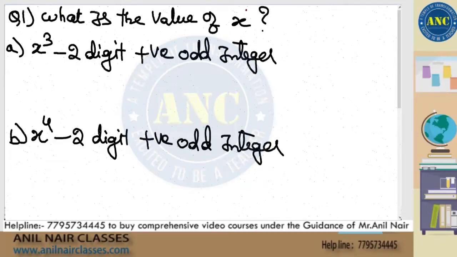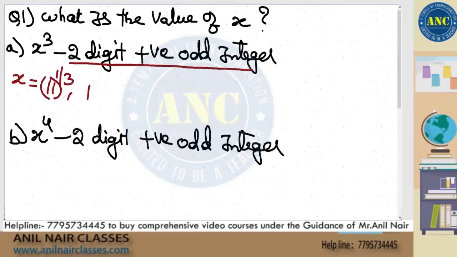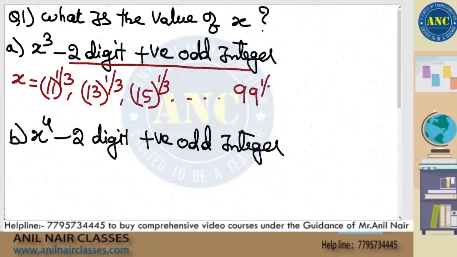Now see, first we will start with statement 1 alone. X cube, not x, is a 2-digit positive odd integer. So x will be 11 power 1 by 3, since 11 power 1 by 3 whole power 3 is 11. Then 13 power 1 by 3, 15 power 1 by 3, and so on up to 99 power 1 by 3.